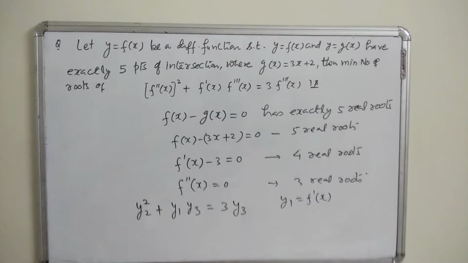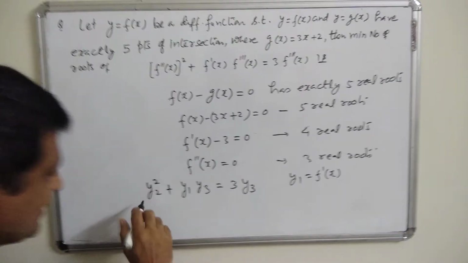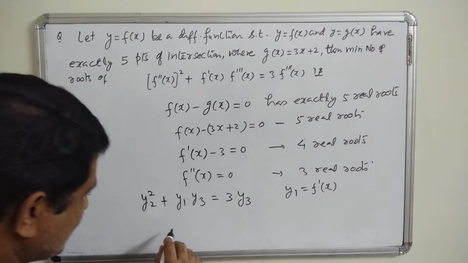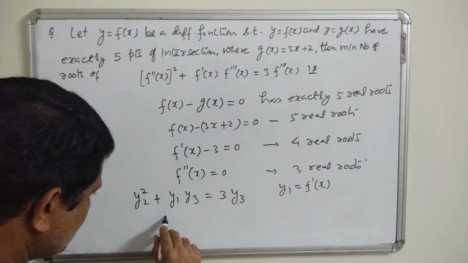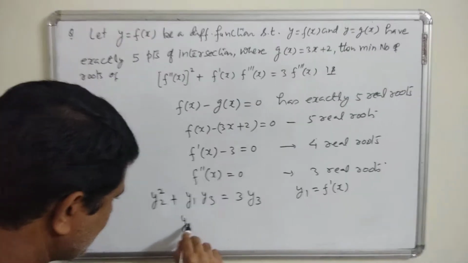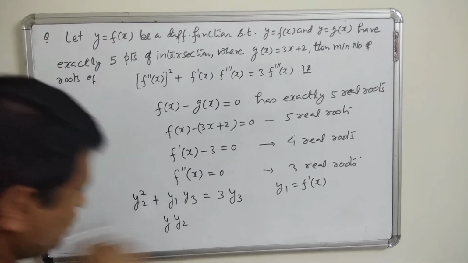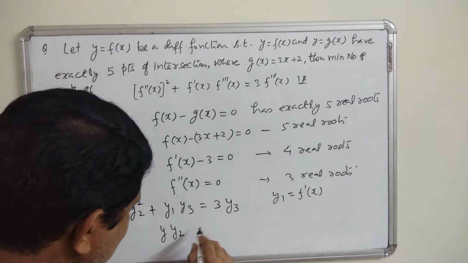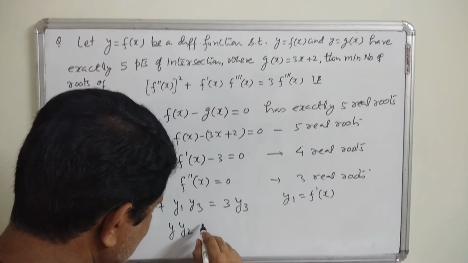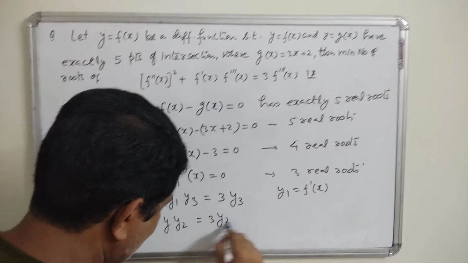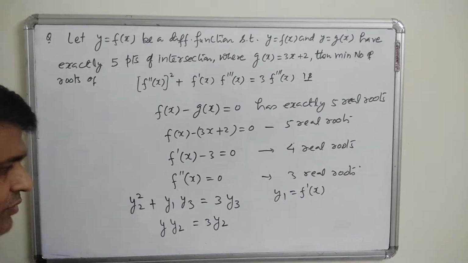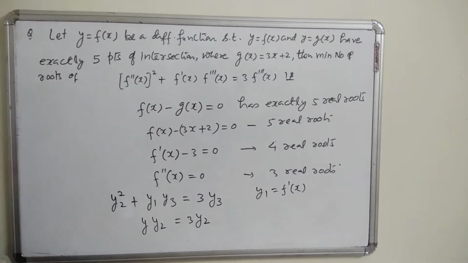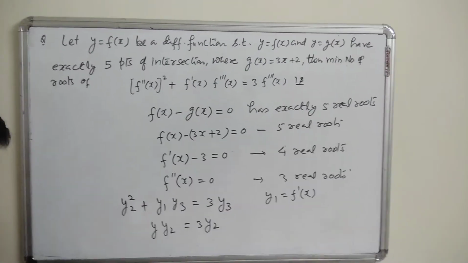It's very easy to integrate this equation. You can just do it by trial and error method. You will find that the integration of the left hand side is y1 y2, and the integration of the right hand side is 3y2. For a while, let me avoid the constant of integration. Guys, this is the integration of this equation, right?